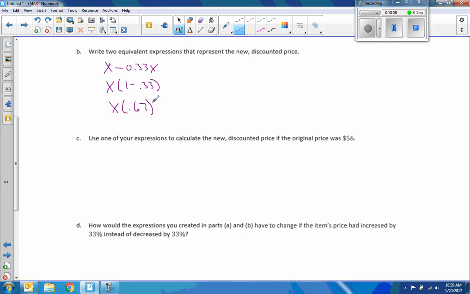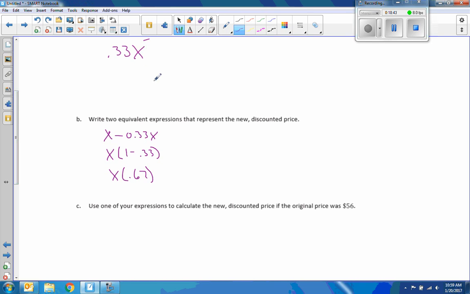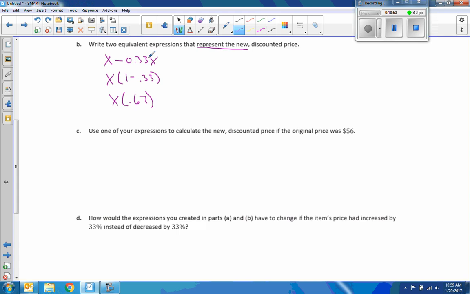Okay, so these are actually 3 equivalent expressions to represent the discounted price. So we can take the original minus the discount, or the original times 1 minus the discount, or the original times what's left over.